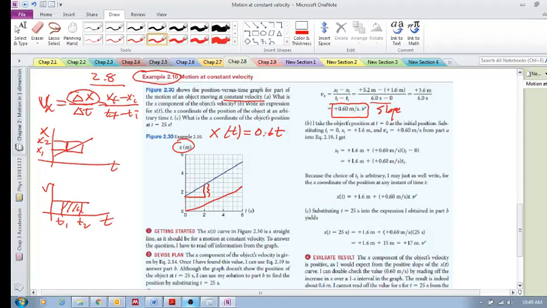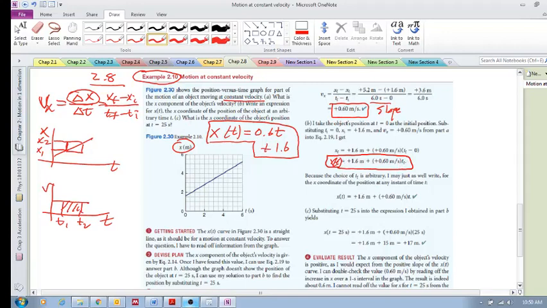So the answer then is, at time equals 0, what is my position? My position is 1.6. So the answer is 0.6t plus 1.6. That is my position, my x of t function. This is the actual mathematical function of that slope. Okay, so there it is. x of t, x is a function of time. So that's my position time function.